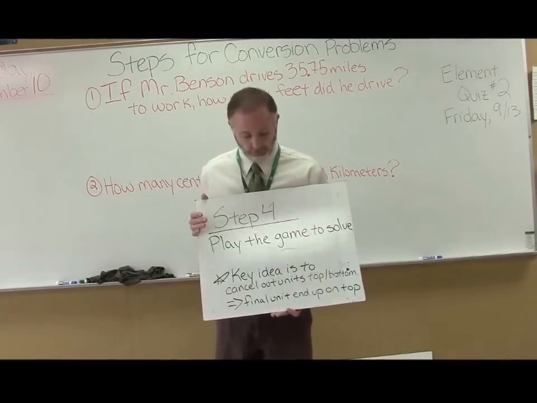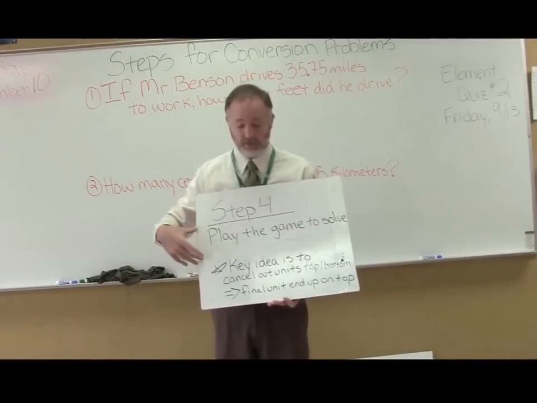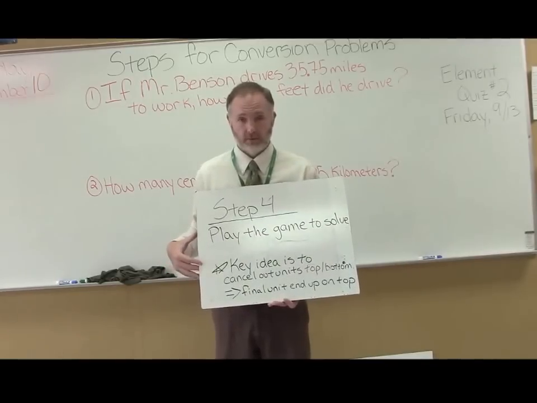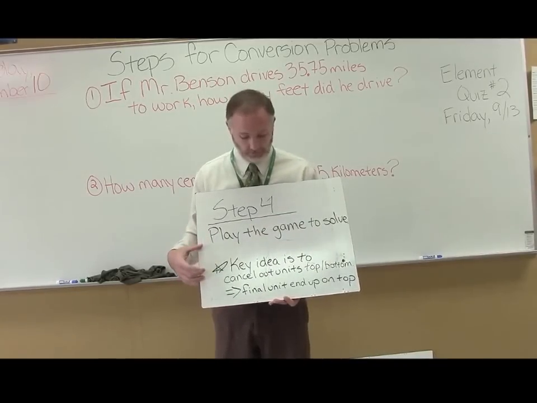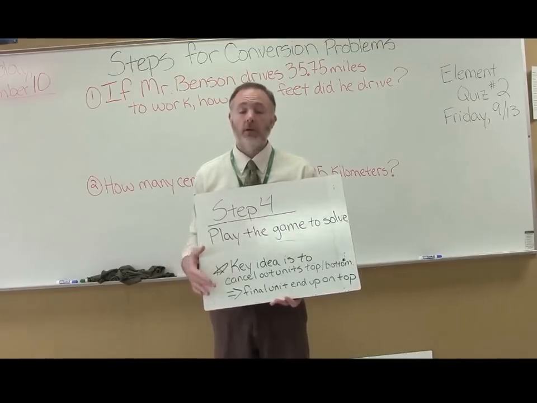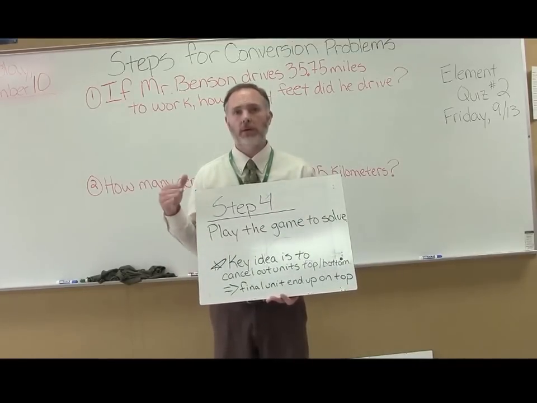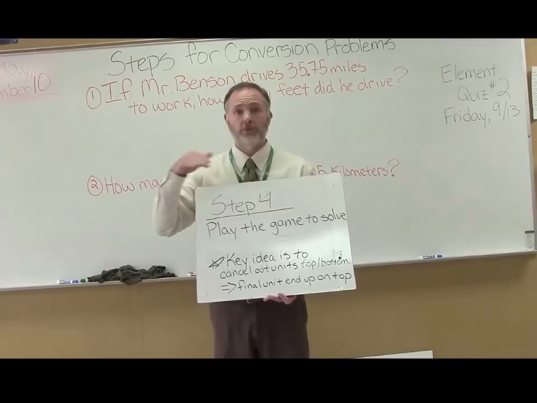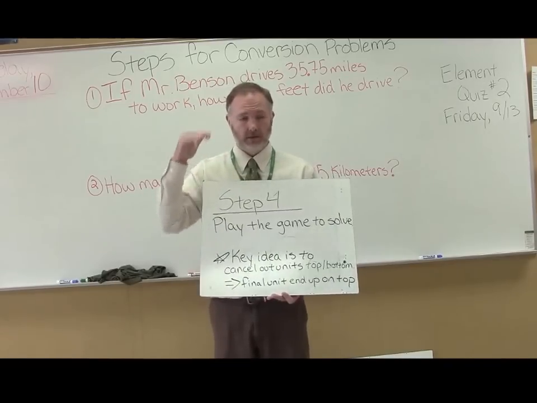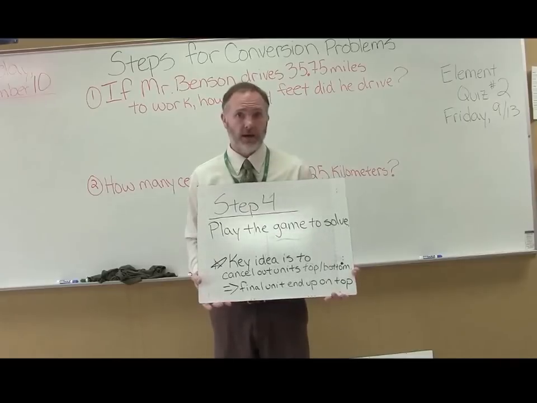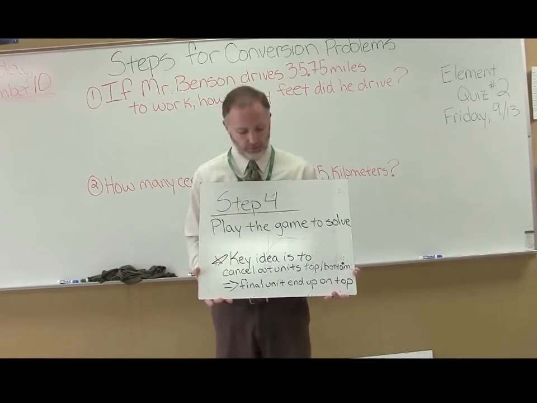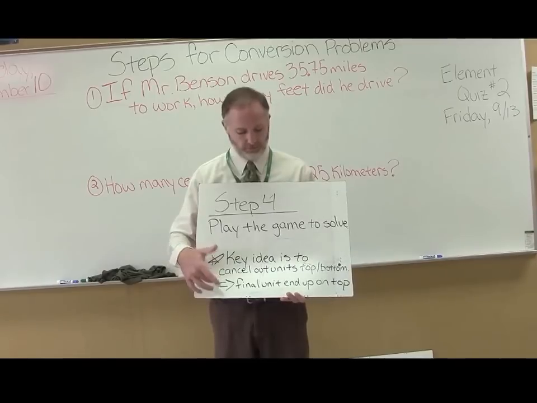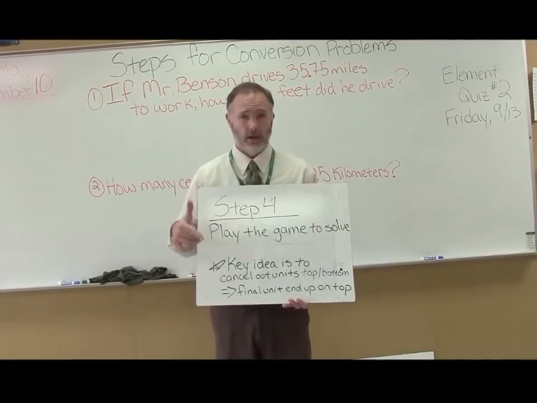And finally, step four, you're solving your problem. And to me, it's just a big game that you have to solve. And I'll explain it. The key idea is you've got to cancel out units. If you have a unit on top, the way you cancel it out is you put it on the bottom, you divide. So on top you put something on the bottom to divide, and those things cancel each other out. That's all part of the game, and our final unit needs to end up on the top.